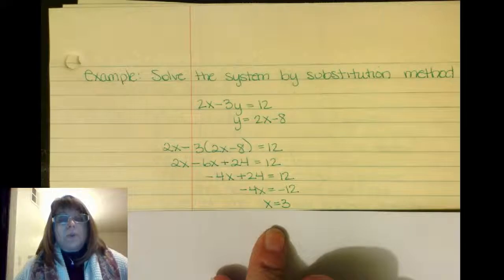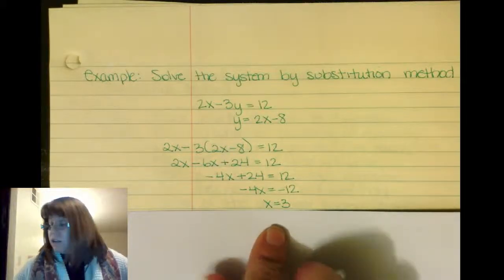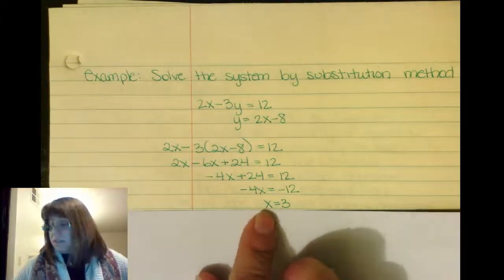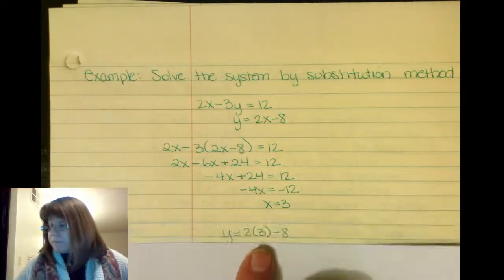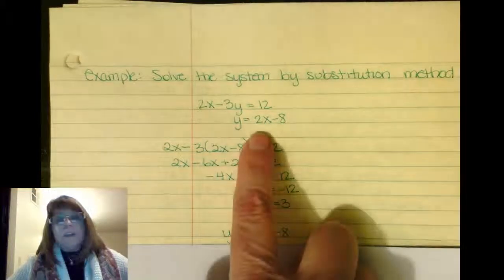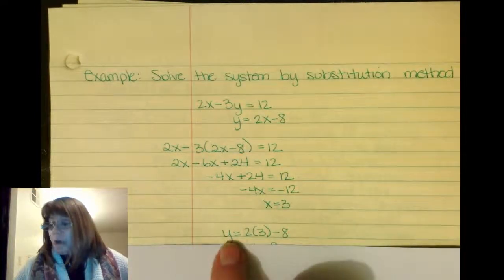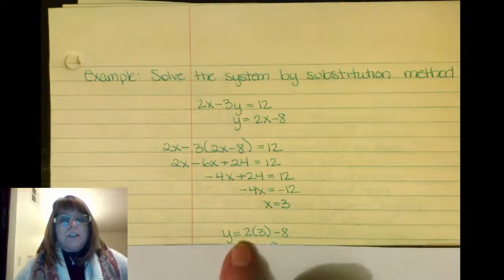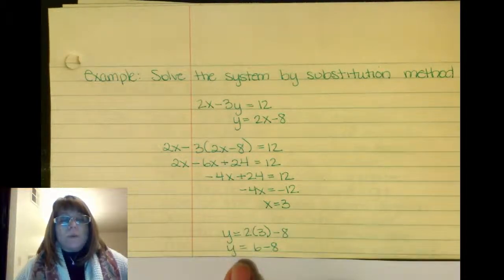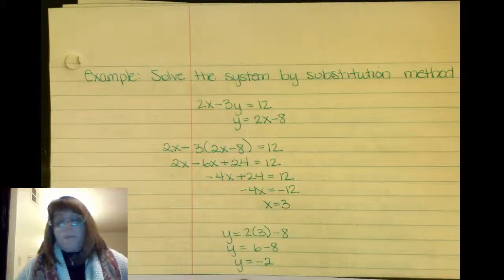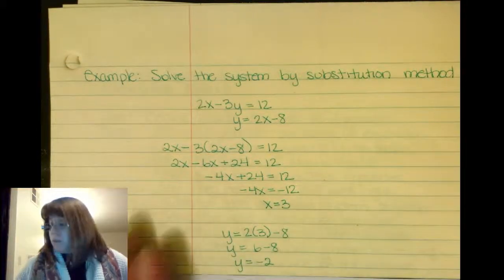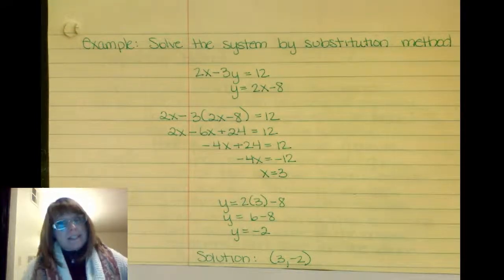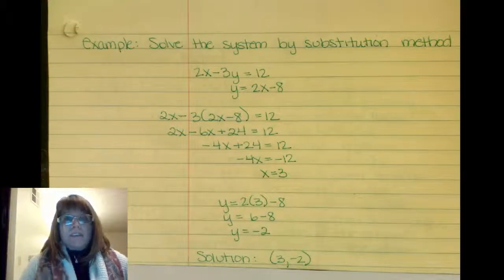So x equals 3. Now I can select either of the two original equations to input what x equals to solve for y. This time I'm going to put it in the second equation. So y equals 2 times 3 minus 8. 2 times 3 is 6, so y equals 6 minus 8. Therefore, y equals negative 2. So the solution to this system is (3, negative 2).